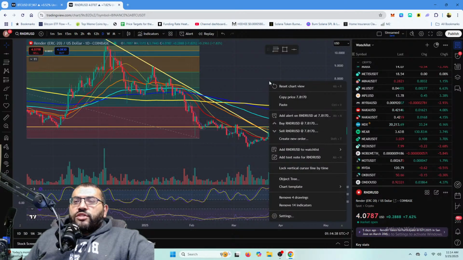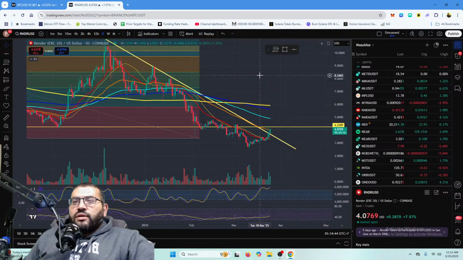If we inverted this chart, it would look very bearish. So do with that what you will. I don't know how to invert a chart. Okay.